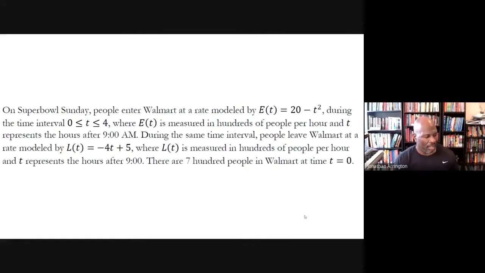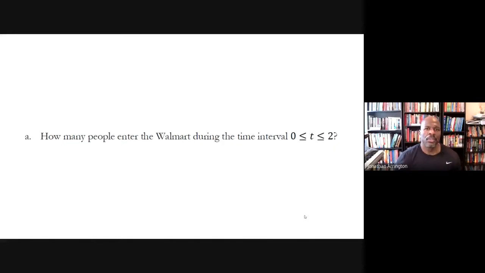Let's go ahead and look at problem A. I believe in this particular example, we're just going to look at 3 problems, A, B, and C. Question A says how many people enter Walmart during the time interval from 0 to 2. So again, as we saw in the part 1 video, they typically ask us to find the accumulation of one of the rates, whether it's the rate in or the rate out. In this case, we're finding the accumulation of the rate in from 0 to 2, the number of people entering Walmart from time t equals 0 to t equals 2. So let's go ahead and work that out.